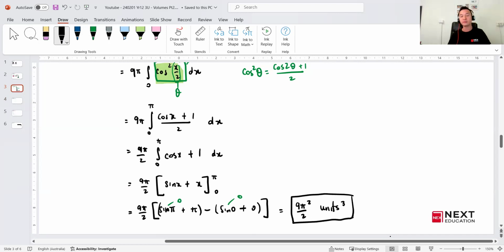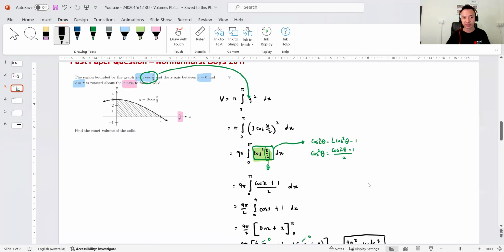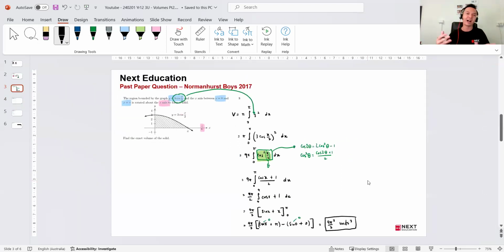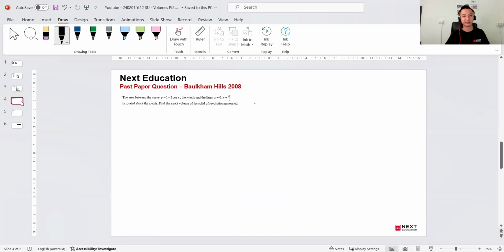So I like that one because it uses double angles of trig as probably the hardest part. It's not really hard, but double angles are a little bit harder than the one before, where it's x squared. All right, let's proceed. Next one.